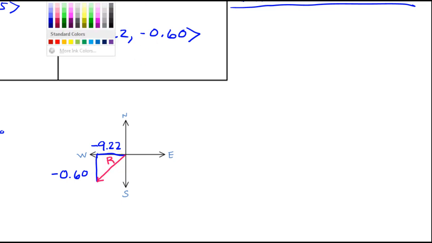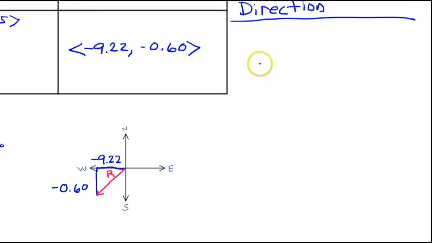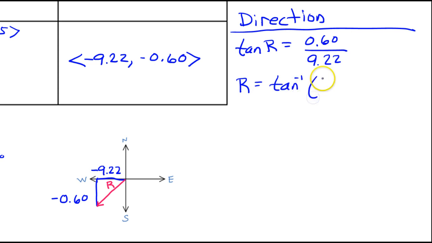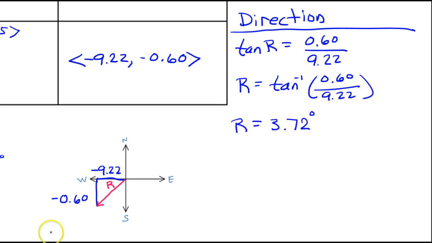Okay, we can use this to find the reference angle R by doing tangent, because the tangent of R should equal 0.60 over 9.22. Notice I'm ignoring the negative signs because I really just want the positive value of angle R. So ignore the negative signs. Now the measure of this reference angle should equal the inverse tangent of the fraction. And put that in a calculator. So the reference angle is 3.72 degrees.